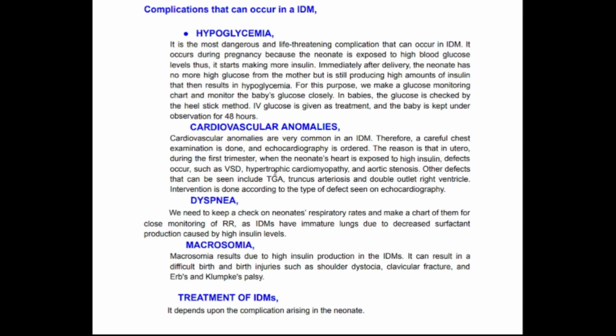aortic stenosis. So this is important from the exam point of view, that the three conditions caused by IDM are VSD, hypertrophic cardiomyopathy, and aortic stenosis. Other defects that can be seen include TGA, truncus arteriosus, and double outlet right ventricle. So intervention is done according to the type of defect that you see on echocardiogram.